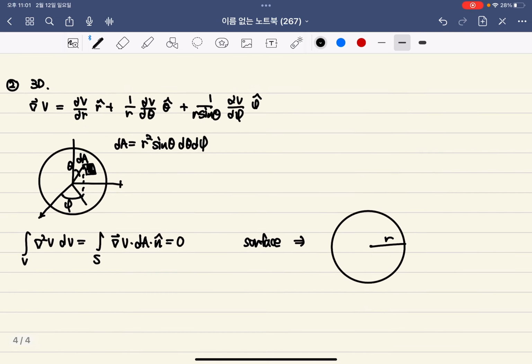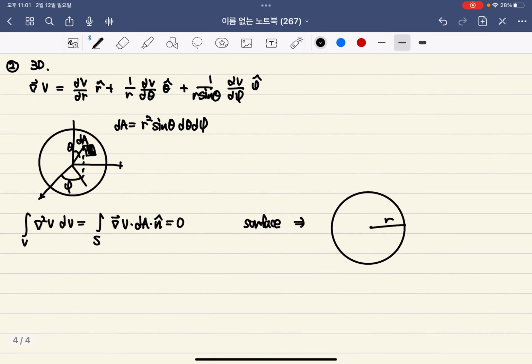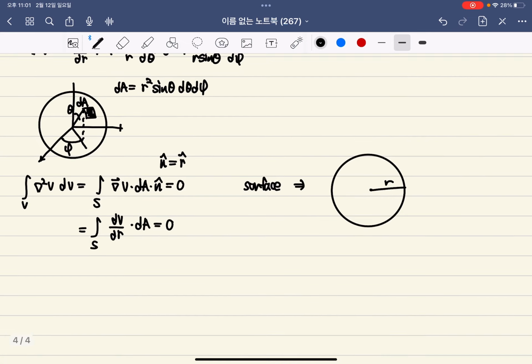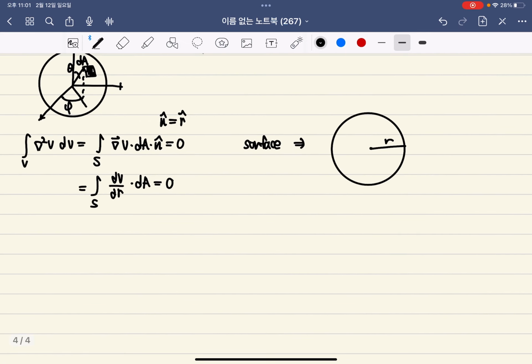So since gradient v has a dv/dr component in the r direction, and the direction is the r direction, this can be dv/dr times dA equals 0. Okay, so dA is r squared sine theta d theta d phi equals 0.